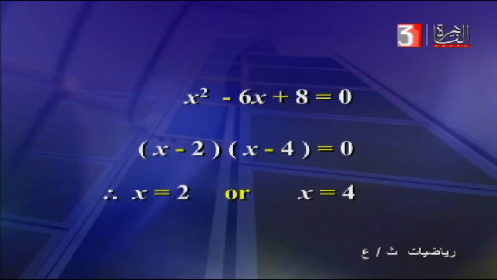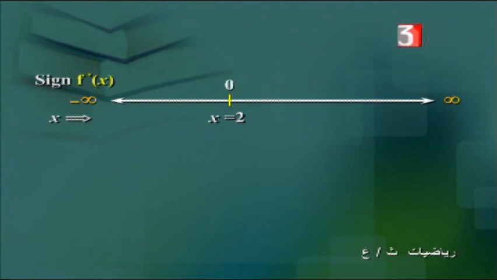Now we draw the number line from negative infinity to positive infinity, and the values of x equals 2 and x equals 4. When x equals 2, f dash x equals 0. And when x equals 4, f dash x equals 0. Now we divide the number line by the two values of x, 2 and 4, into 3 open intervals.